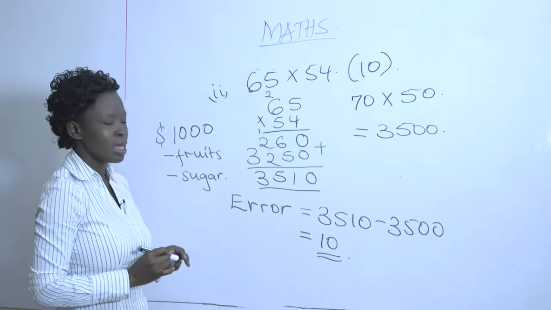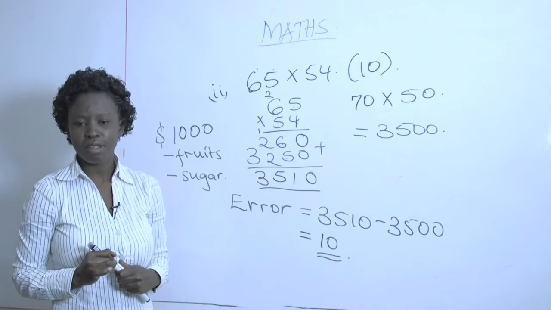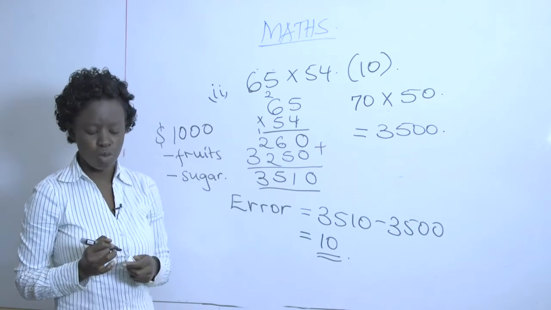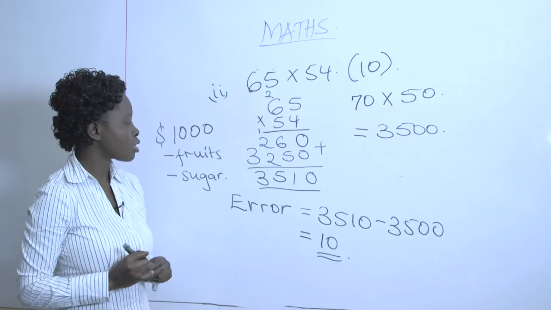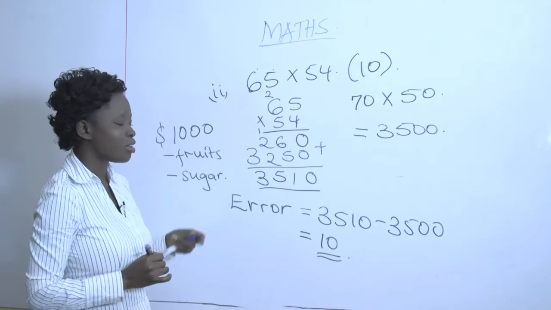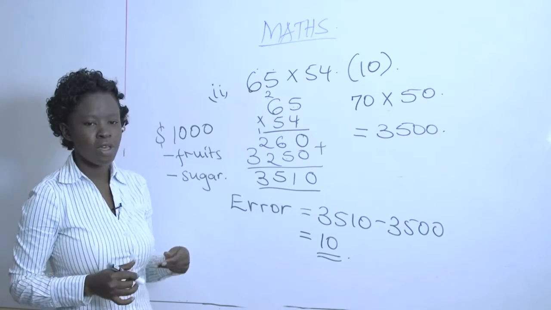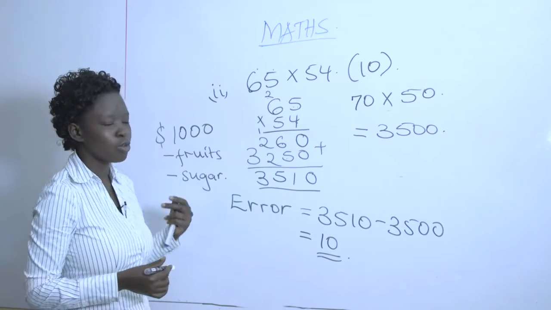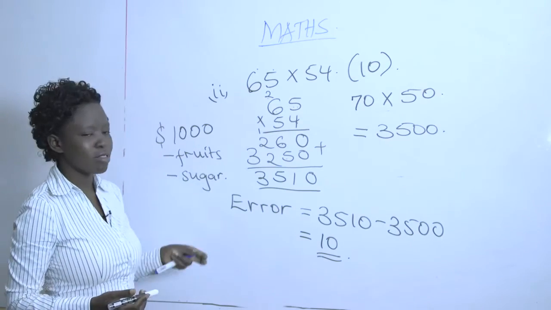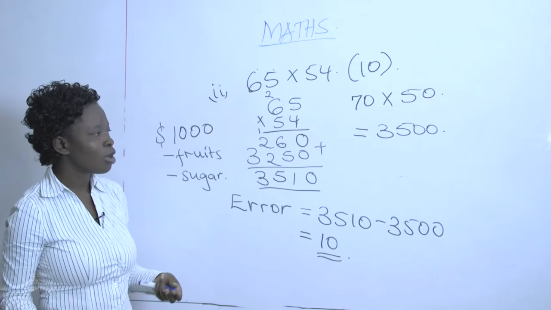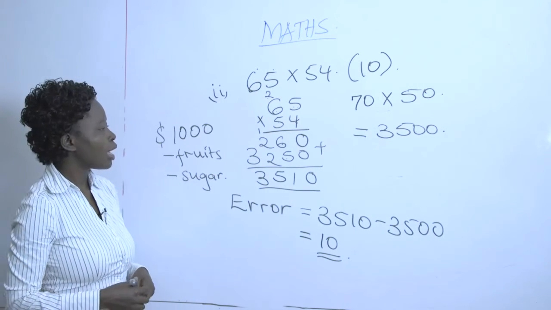Then what does it mean? You'll have to estimate the prices of items you are going to buy so that they will fit in whatever cash that you have. You'll have to estimate, maybe I'm going to buy fruits worth $50, I'm going to buy sugar worth $100, and so on. So you have to estimate the prices of whatever commodities you're going to use.